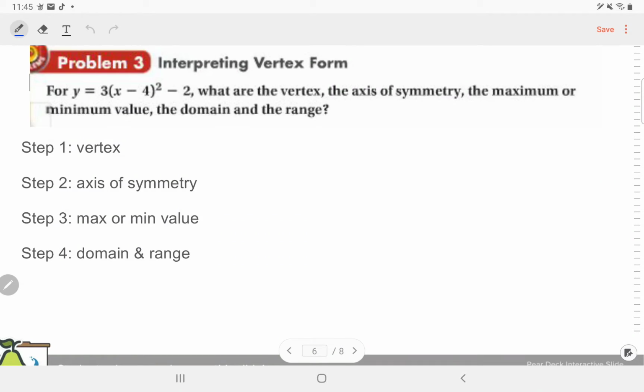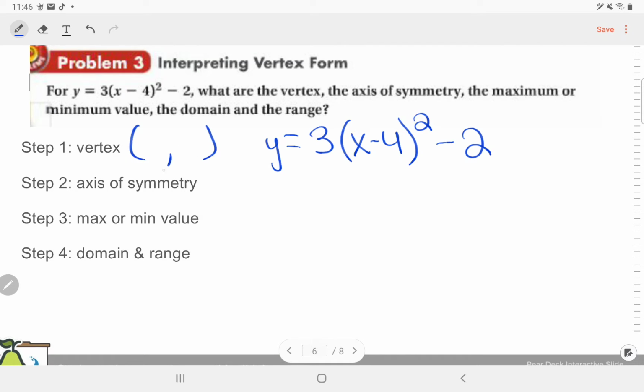Now what we want to look at is a function that's a quadratic in vertex form and be able to interpret what it is. So we see here, looking at this equation, that we have y equals 3 times (x minus 4) all squared minus 2. So we know our vertex is (h, k). So we know it's a times (x minus h) squared plus k.